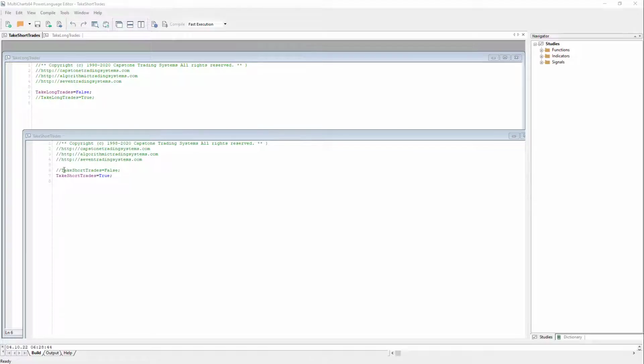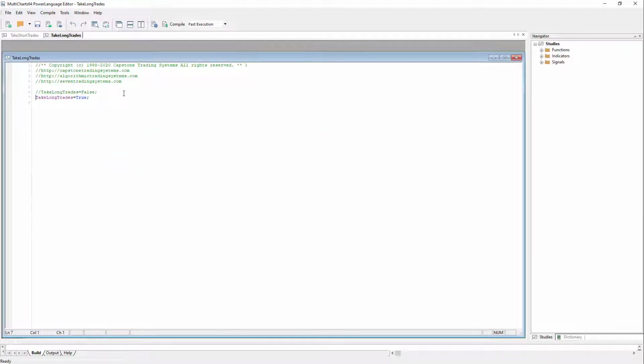So here is the code. I am going to set take short trades to false, and I'm going to turn off all short trades. What I was doing was commenting them out individually. So if you want to test it back and forth over different time periods, it takes a long time to comment out and then remove the comments and add them to the long trades. This is a faster, more efficient way to do it.